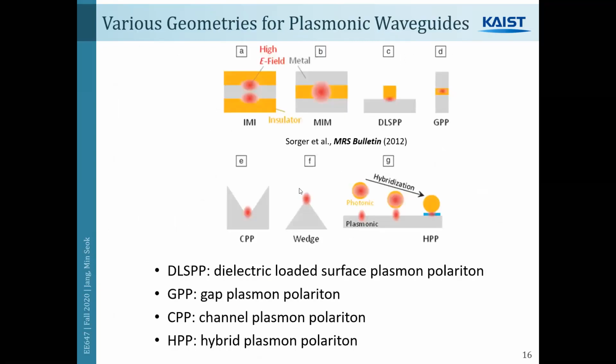So people try to figure out what kind of geometry is the best in terms of plasmonic waveguide. Again, our goal is achieving large confinement with a reasonable amount of propagation. Okay, so low loss plus high confinement. That's what we want to get. And so far we looked into these two, MIM and IMI waveguides.